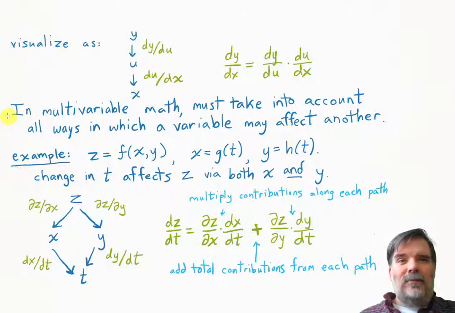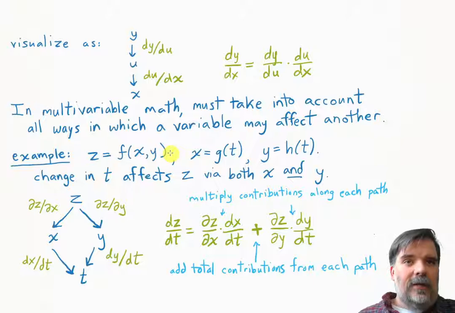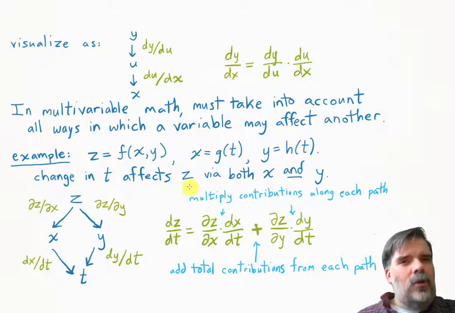Now, really the only difference in multivariable math is multiple variables. So in particular, we must take into account all the ways in which one variable might affect another one. For example, let's say we have z equal to a function of x and y. We've worked with functions like this before, but let's further assume that x is a function of t and also y is a function of t. So if there is any change in the variable t, that's going to affect z, but in two different ways. It affects z through x. It also affects z through y.